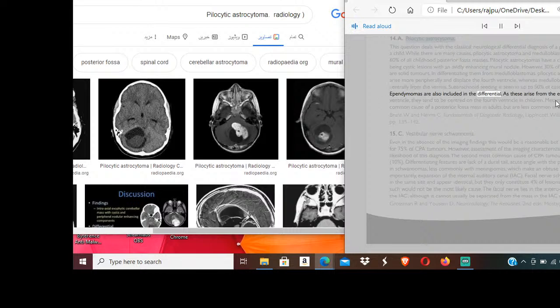Ependymomas are also included in the differential. As these arise from the ependyma lining the ventricle, they tend to be centered on the fourth ventricle in children. Metastases are the most common cause of a posterior fossa mass in adults, but are less common in children.